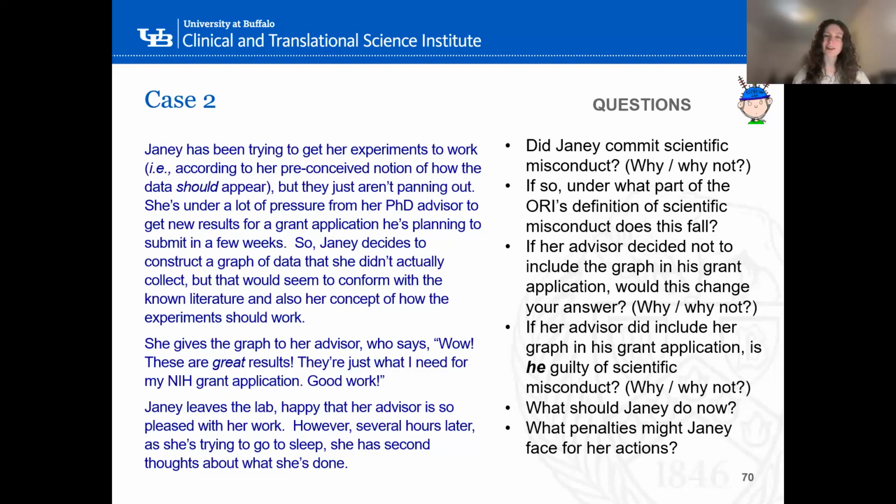We have a hand raised. Go ahead and unmute. Is it Glenda? Who wants to speak up? Okay, sorry, my computer is having a moment. Yes, I believe that she committed scientific misconduct under fabrication because she created data that actually wasn't the data from the experiments she'd done.